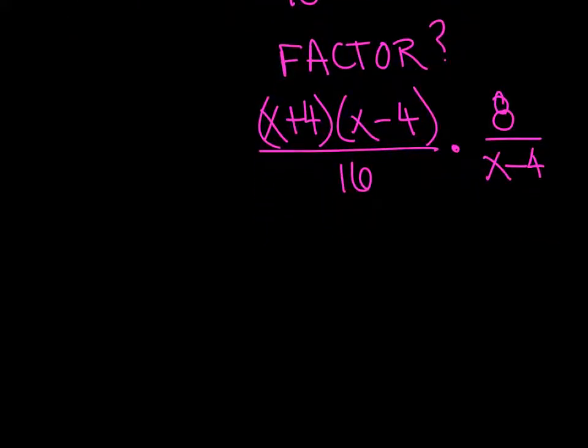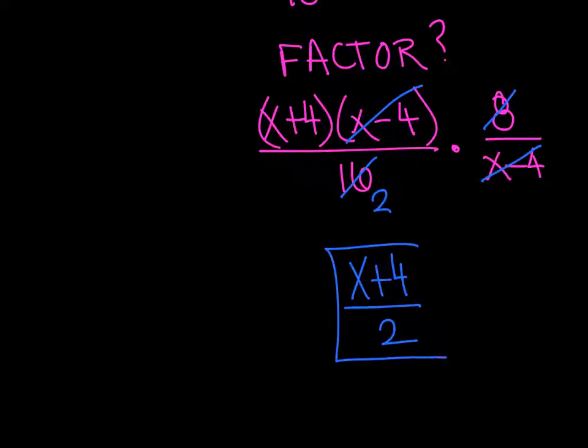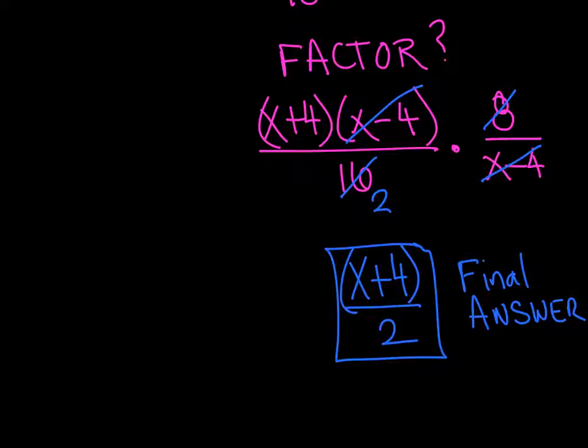Now our favorite part is we get to cancel any like terms here. 8 divides into 16 twice. So when I'm all done, I get x plus 4 over 2. And that right there is my final answer. I cannot cancel the 4 and the 2. The 4's in jail, so to speak. And if you want, you can put parentheses around it. The parentheses are like a jail cell that says I can't cancel the 4 without including the x.